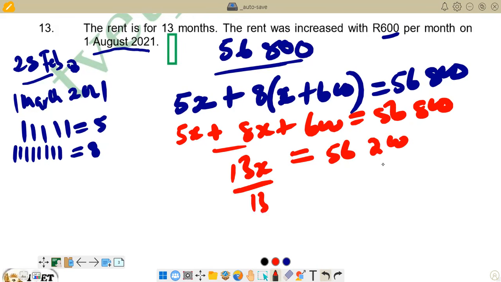Then you divide by 13 on both sides to get the figure for X. So it's 56,200 there. Then we divide by 13. Let's try to calculate that one.